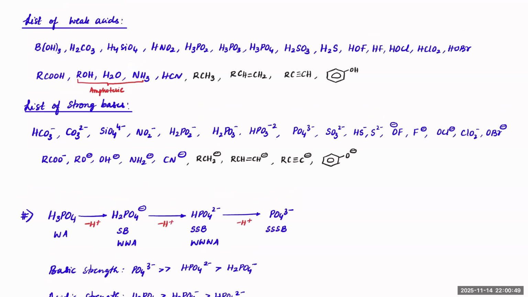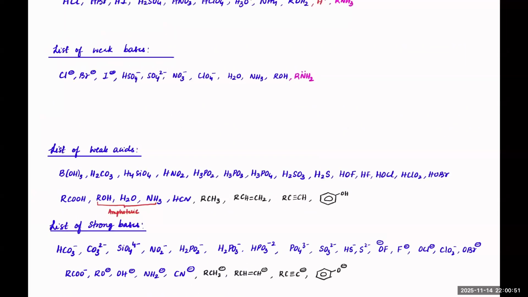So if you could understand how to generate in a sequence what are the weak acids and strong acids, then understanding weak bases and strong bases is very easy. Clear? Because it is just about conjugation. Strong will become weak, weak will become strong.